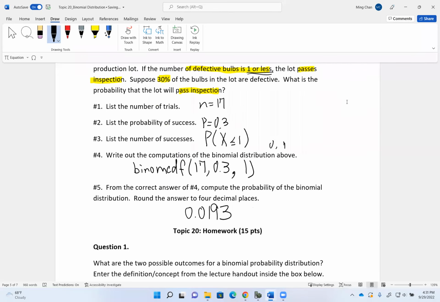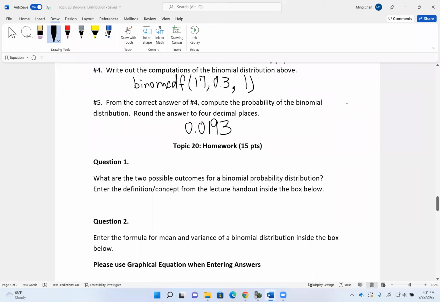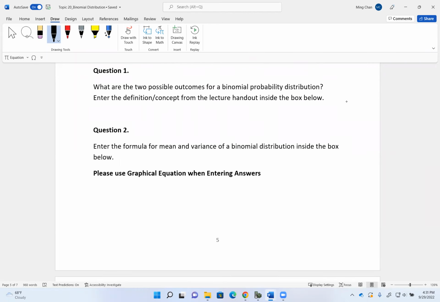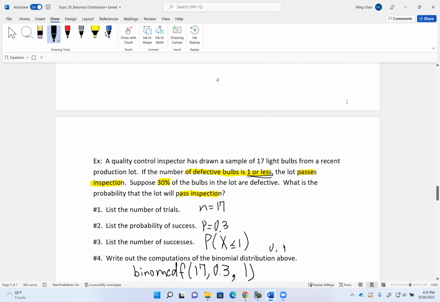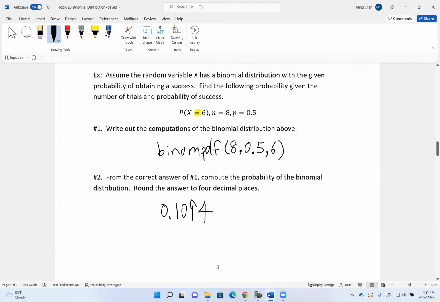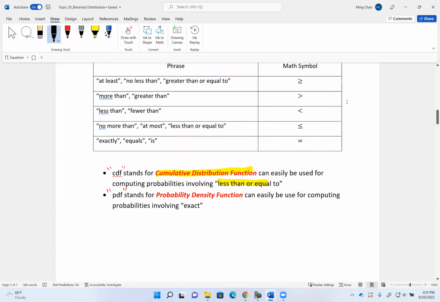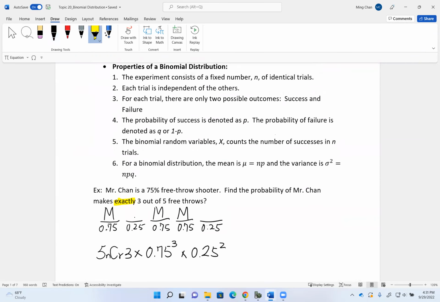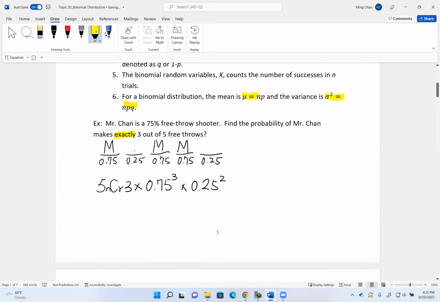Okay, all right, let's look at some homework. What are the 2 possible outcomes for the binomial distribution? That will be success and failure. Enter the formula for mean and variance of a binomial distribution. So that will be up here. Please enter using the graphical equation. This is on the first page. So mean and variance, so tapping these in for number 2.